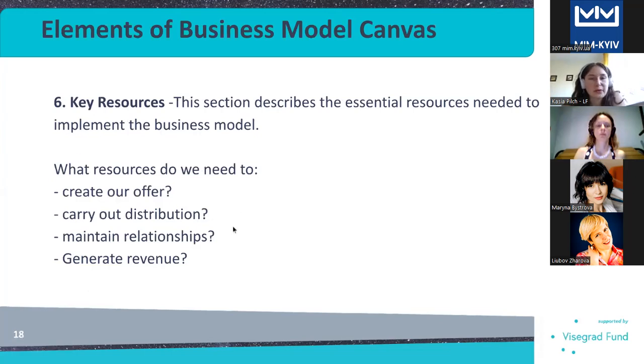The question you want to ask yourself is, what resources do we need to create our offer, carry out distribution, maintain relationships, and generate revenue? These are different aspects of resources. It might be different resources or different aspects of the same resource. So basically just describe what is essential for your business to function.